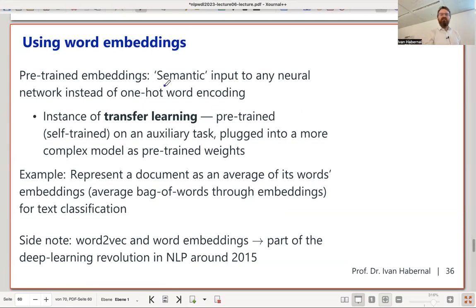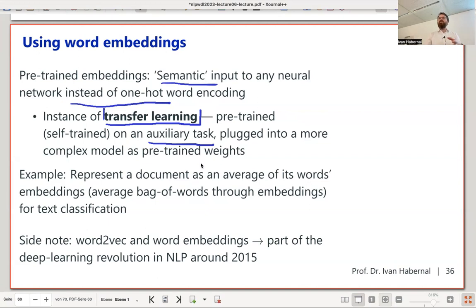But we typically use them as a semantic input to any neural network instead of one-hot word encoding, right? So now you do a lookup operation of each one-hot, and you get an embedding vector, and that's what you feed into your neural network, whatever it's going to be. It's also an instance of transfer learning, a concept in machine learning where you pre-train, or self-train, on some other auxiliary task. In word embeddings, the task was: is this word coming from this context or not? But then the learned parameters you plug into some other complex model, and use them as pre-trained weights of the other model.